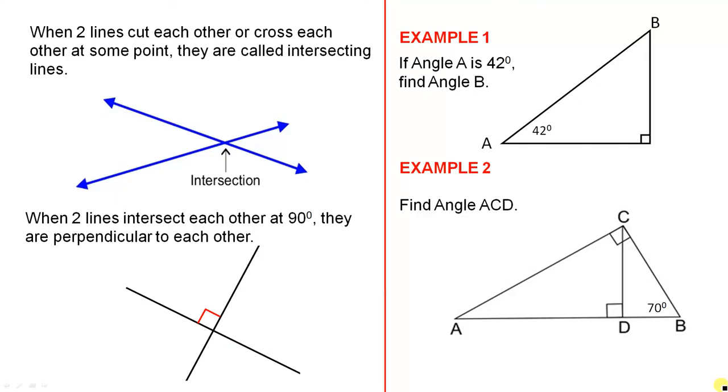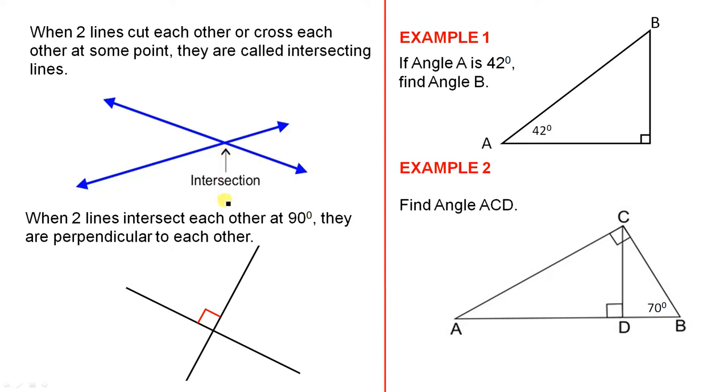When two lines cut each other or cross each other at some point, they are called intersecting lines. So here we have two lines, and this is where they meet or cross each other, right there where that arrow is pointing. So that is the intersection. That's the point of intersection. So that's why those lines intersect, because they cross each other or they cut across each other.